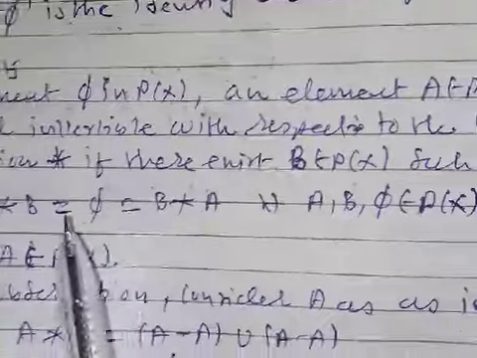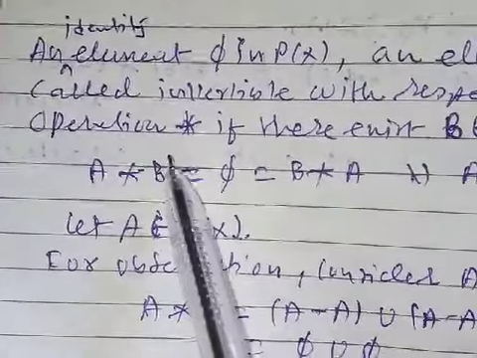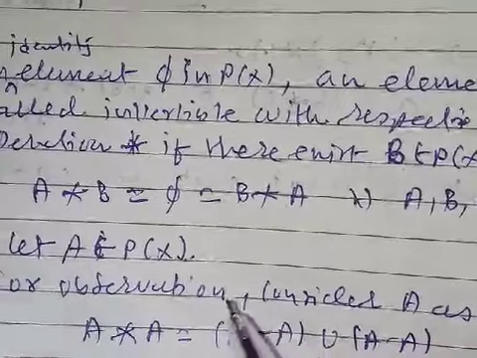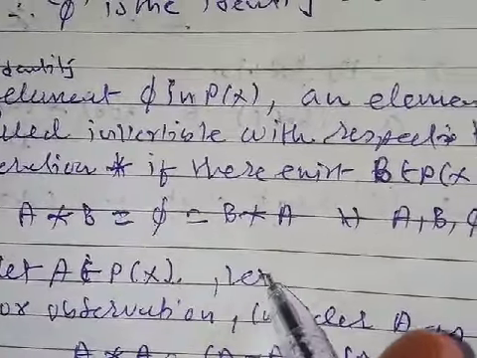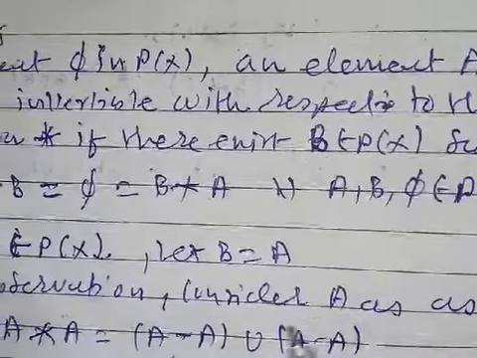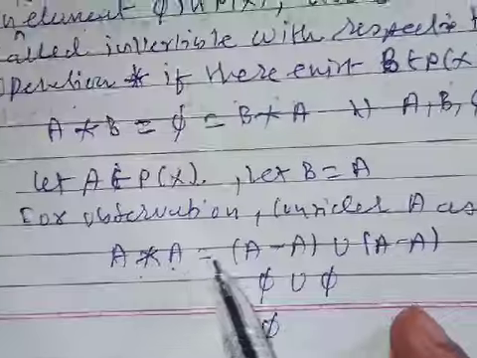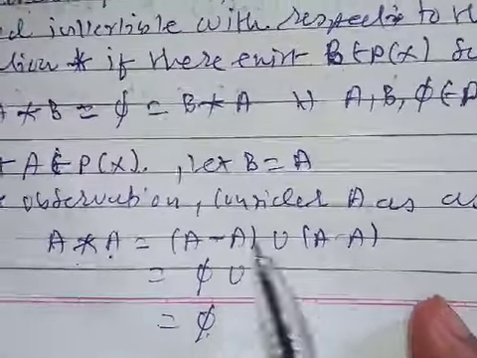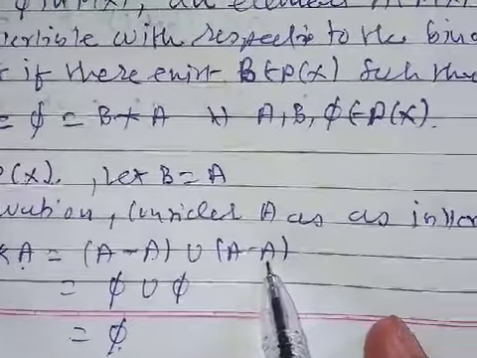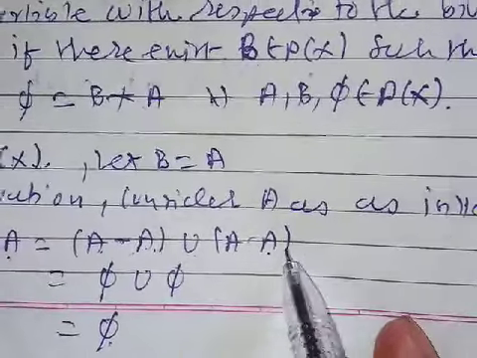So let us consider the set A belonging to P(X). What it means? Or you can also say that let B is equal to A. Okay, so now you substitute A star A. In place of B also you have to write A. So A minus A union A minus A.